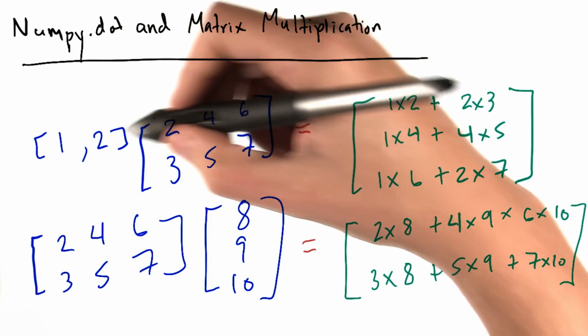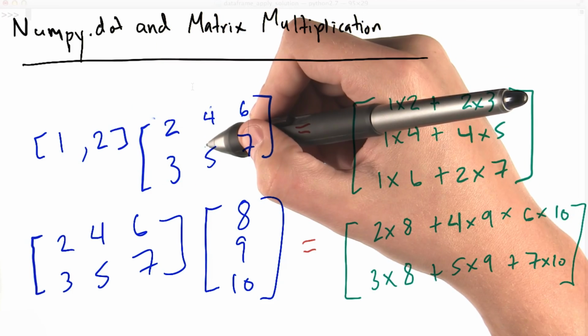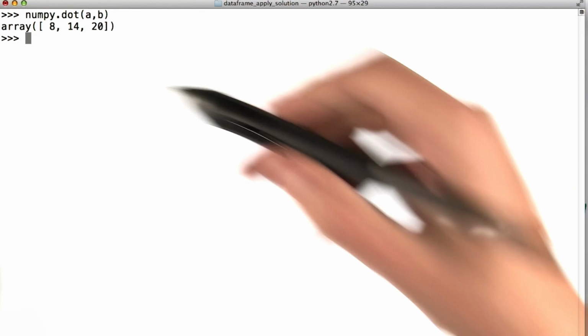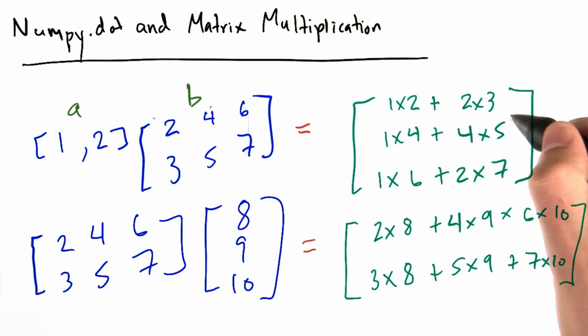Let's say I wanted to perform this multiplication right here, and I called this guy A and this guy B. I could simply call numpy.dot(A, B), and what I get back is 8, 14, 20. Just as we would get if we performed this arithmetic here.